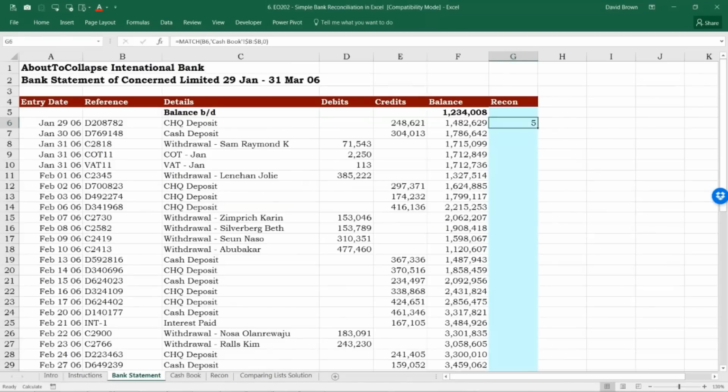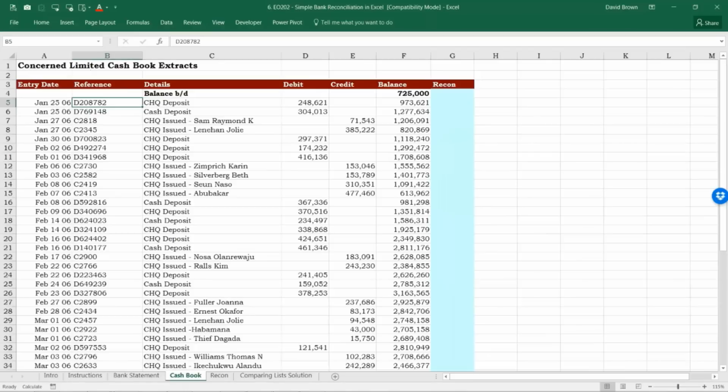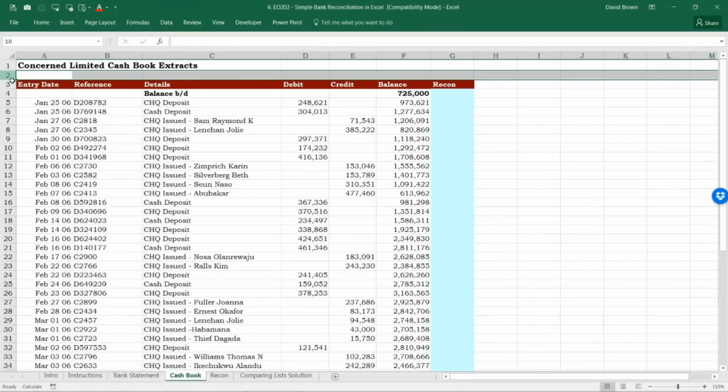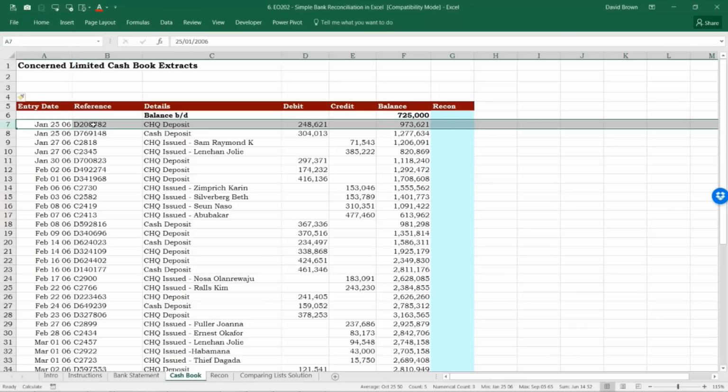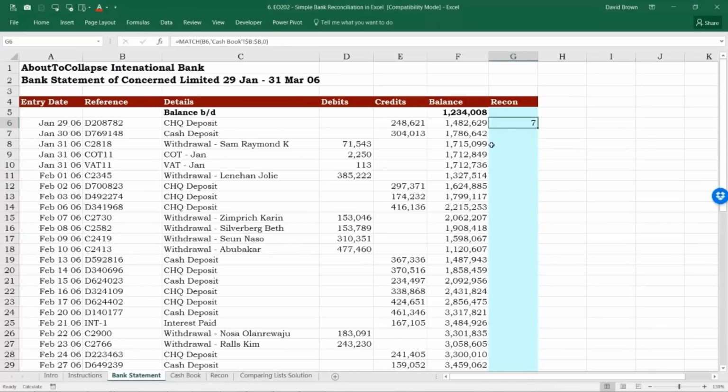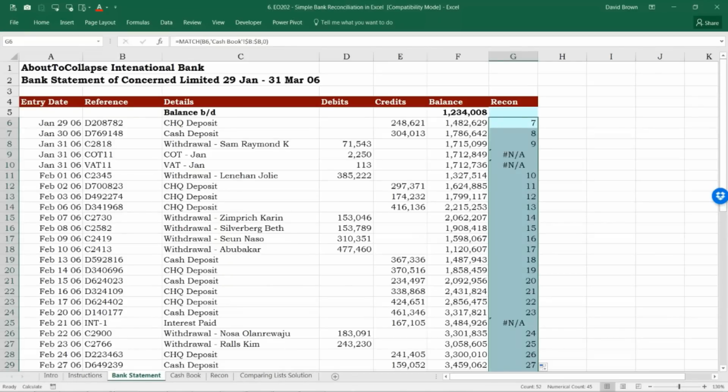Once you enter, I get 5. What does 5 mean? It means if you go to row 5 in your cash book, you will see that reference. Can you see it's in row 5? Let me prove that to you. I'm going to insert 2 rows here. Now what I'm looking for is in row 7. So if I go to the bank statement, you see 7. This is quite a nice way to do it, because it identifies where you can find that item in another sheet. So you double click.